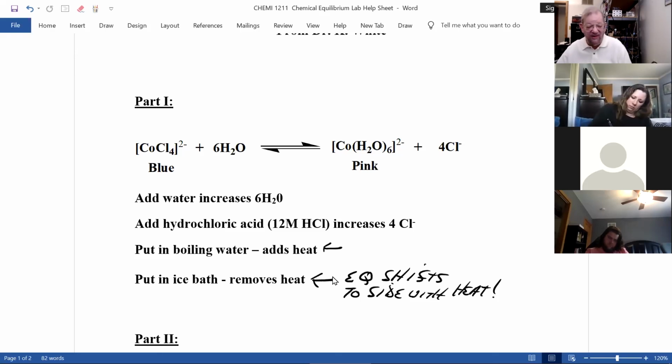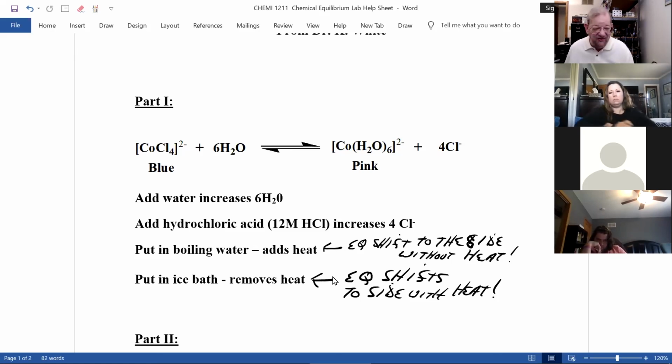When you're putting it in boiling water, the equilibrium will shift to the side without heat. And that will help you determine which side has the heat and which doesn't, based on the color. If it's blue, it's shifted to this side. If it's pink, it's shifted to this side. And that's how you do part one.